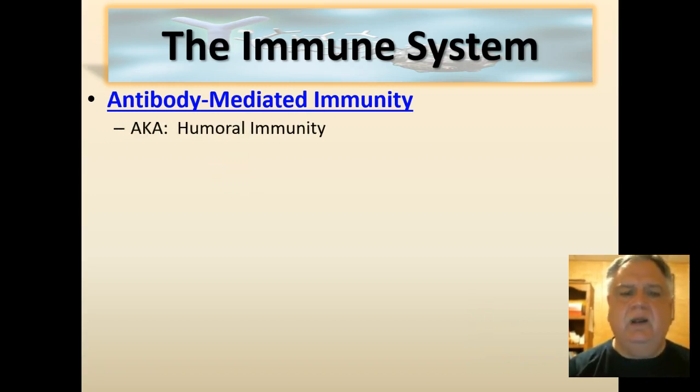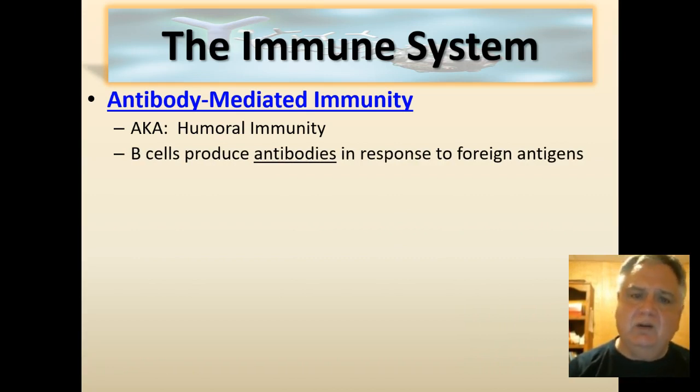So in antibody-mediated immunity, this is also known as humoral immunity. And the reason why it's called humoral is not because this is the type that's kind of funny to watch, but because it occurs in the blood, one of the body humors, along with the lymph and other body fluids. So body fluids are referred to as humors, and the blood is one of them. So antibodies can be found in the blood. This is also referred to as humoral immunity.